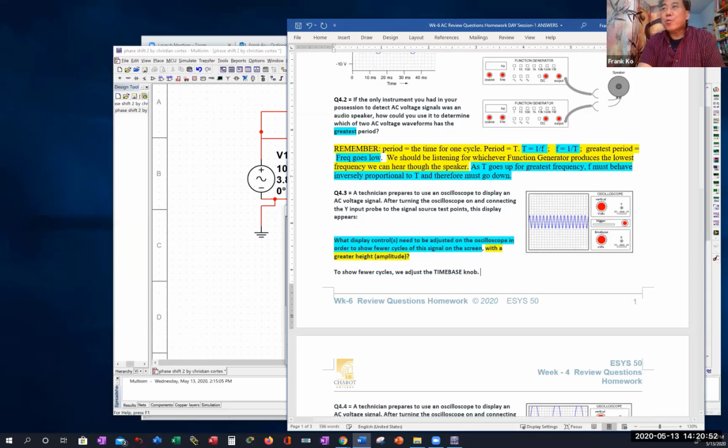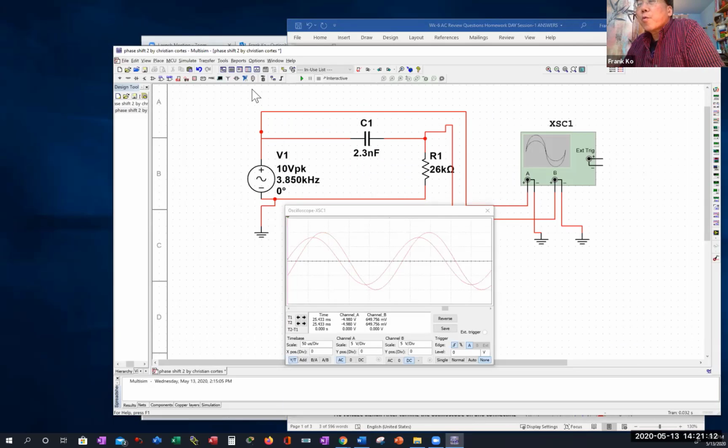And then how do I show greater height? In other words, amplitude. What do I adjust on my oscope? So you have vertical, you have trigger, and you have time base. Which one of these do I adjust in order to show a greater height? So the question goes to Gabe. What do you think?